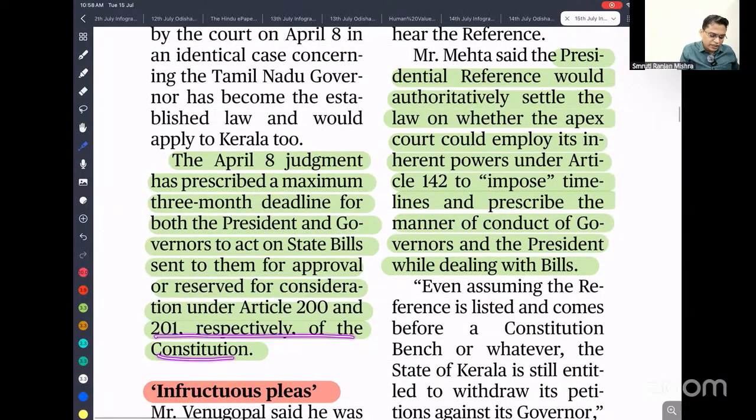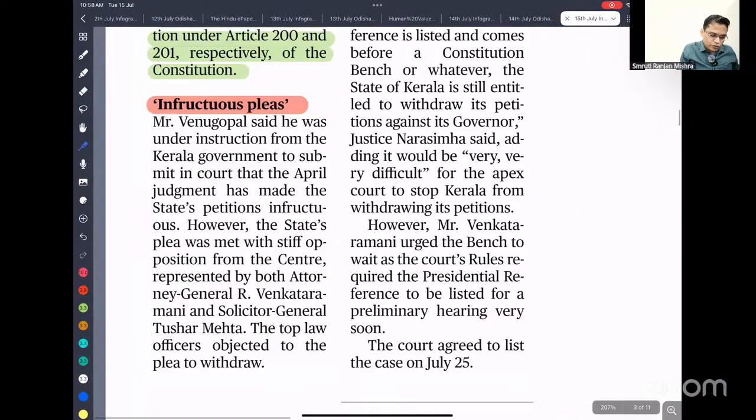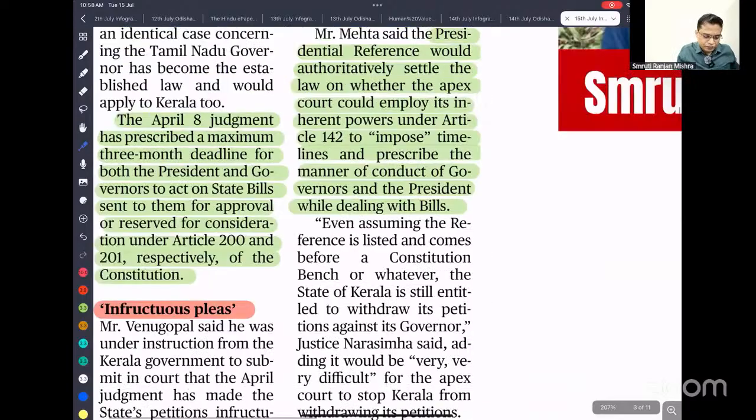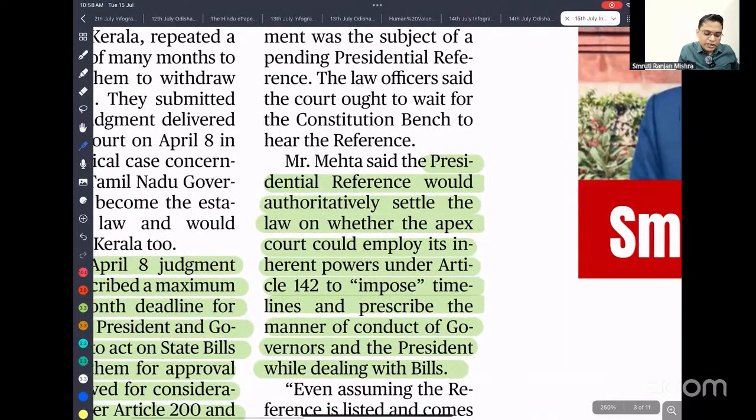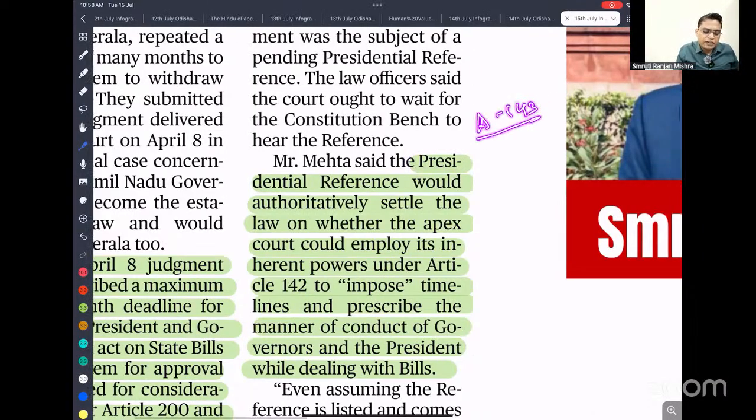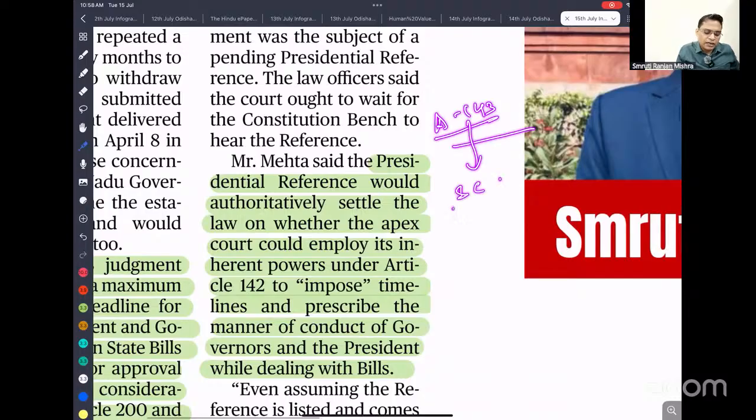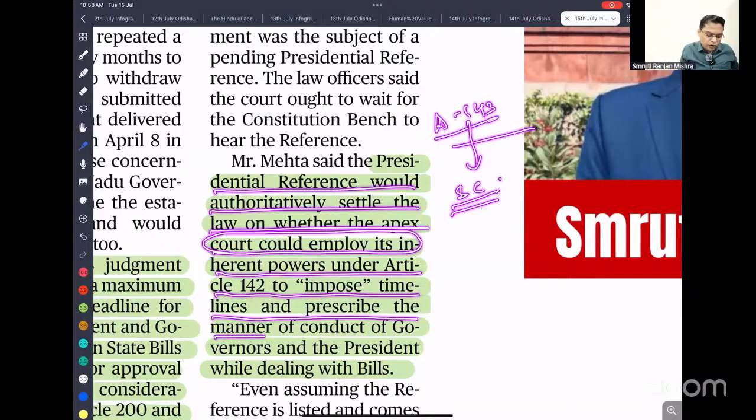So you can see it. In various pleas, it is given here. What happened after that with the president? There is a presidential reference. Under Article 143, a presidential reference was made to the Supreme Court regarding this. The reference asks the authority to settle the law on whether the apex court should employ its inherent power under Article 142 to impose a timeline and specify the manner of conduct of the governor and president while dealing with the bill.